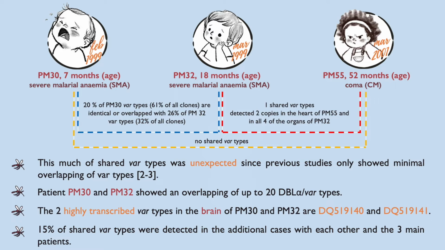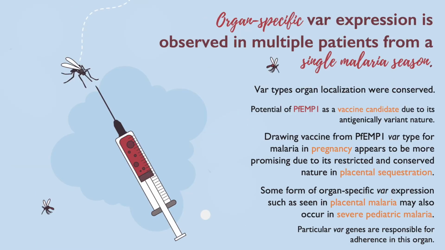There are 3 additional cases in this study, which also displayed 15% of shared VAR types with each other and the 3 main patients. It was also found that the VAR types' organ localization was conserved, drawing a hypothesis of the potential of PfEMP1 as a vaccine candidate despite its antigenically variant nature. Using this molecule as a vaccine in malaria and pregnancy appears to be more promising in view of the very restricted and conserved nature of the PfEMP1 types involved in placental sequestration.